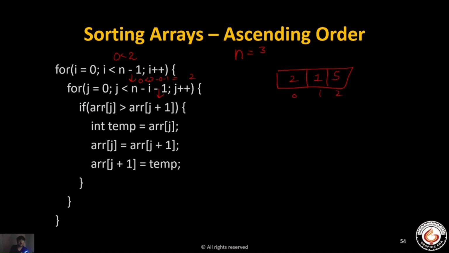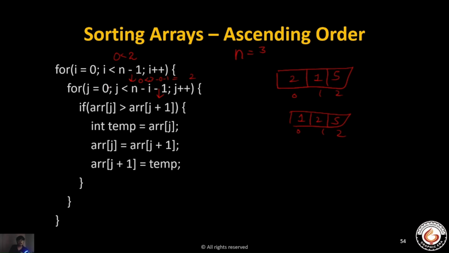Now if ARR j is greater than ARR j plus 1, okay, so we will check it out here. The value of j is here 0, and j plus 1 is 1. So is 2 greater than 1? Yes, that's correct. So we will just swap it. Now it will look like 1, 2, 5.